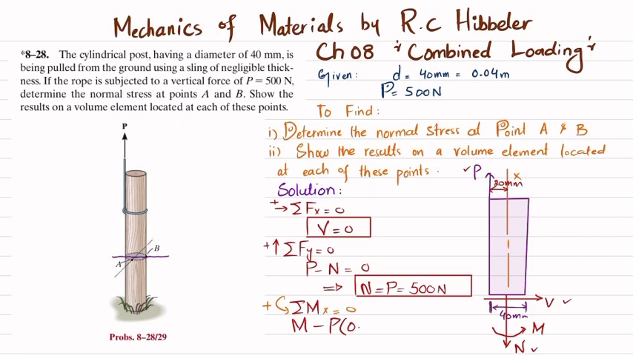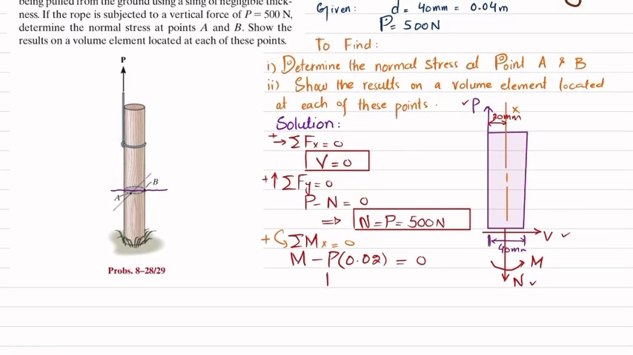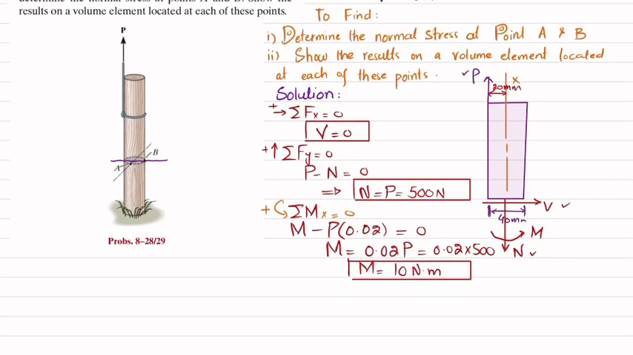20 millimeter in meter is 0.02. Their sum must be equal to 0. So from here you will get the moment will be equal to 0.02 times P, and that is 0.02 multiplied by 500, and this moment comes out to be 10 Newton meter. So now you have all these values. You can see this is a case of combined loading. I will write it, combined loading. How? Let me show you.